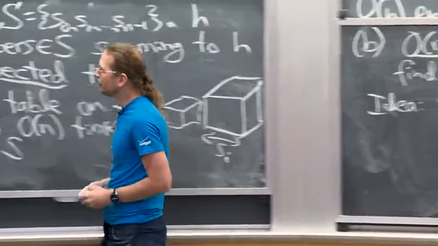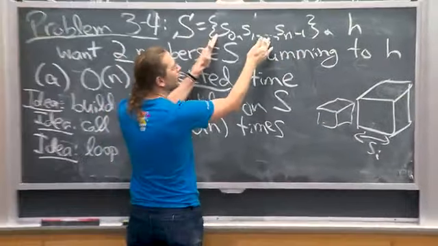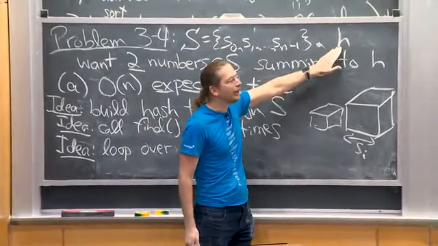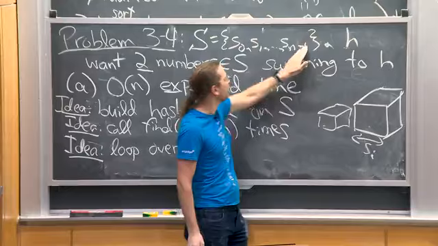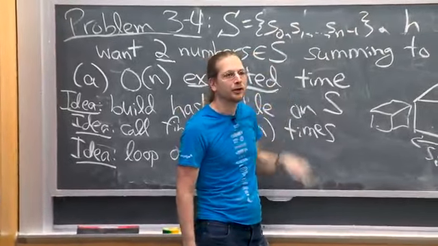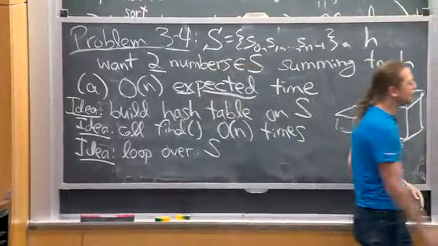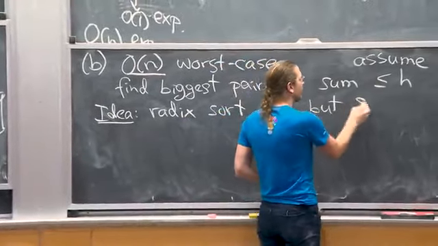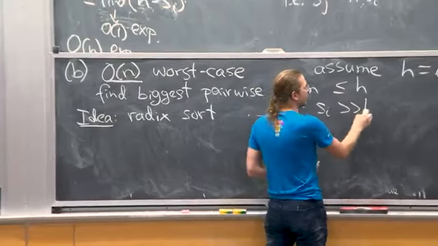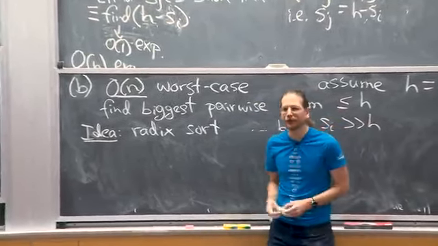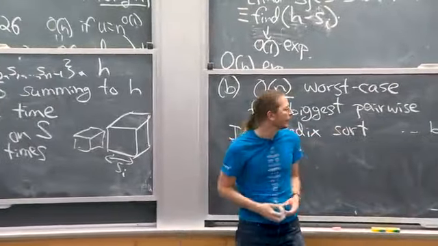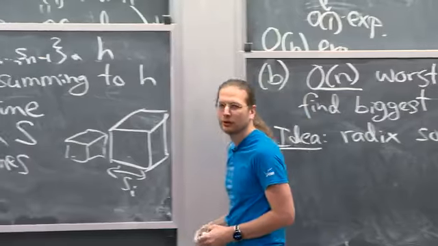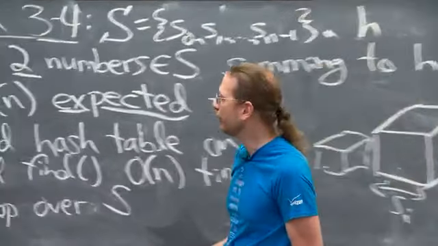Now, there's a problem here because we're given some numbers. We're also given some integers, the Si's. We're also given H. We're told now that H is a nice small polynomial, but we have no idea how big these numbers are. So the problem with this idea is that, well, Si could be bigger than H. We have no idea how big the Si's are. What can I say about Si's that are bigger than H for this problem?